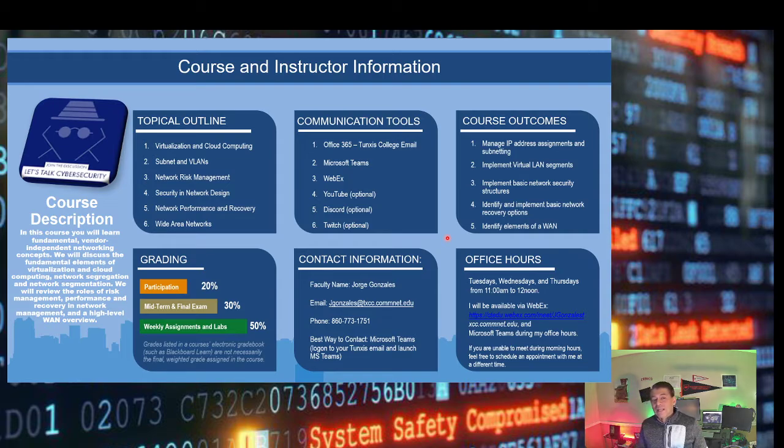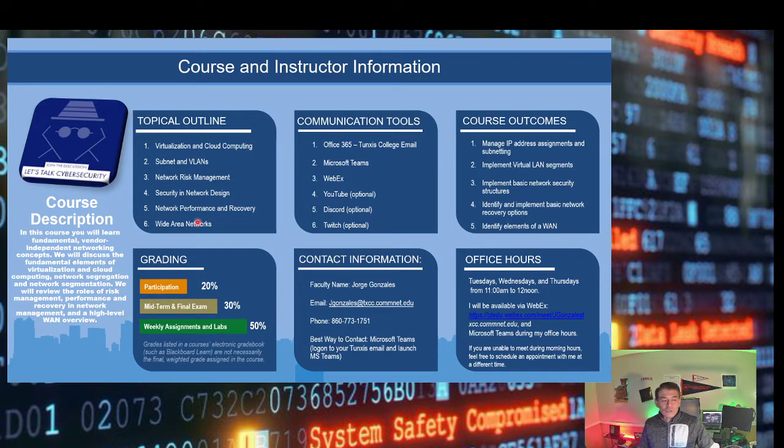For the topical outline, we are going to talk first about virtualization and cloud computing. That is chapter 7 in your textbook. Subnets and VLANs, that is chapter 8. That will be the second chapter that we will cover. Then we will proceed to network risk management, security in network design, network performance and recovery, and finally we will complete the course with the review of wide area networks.